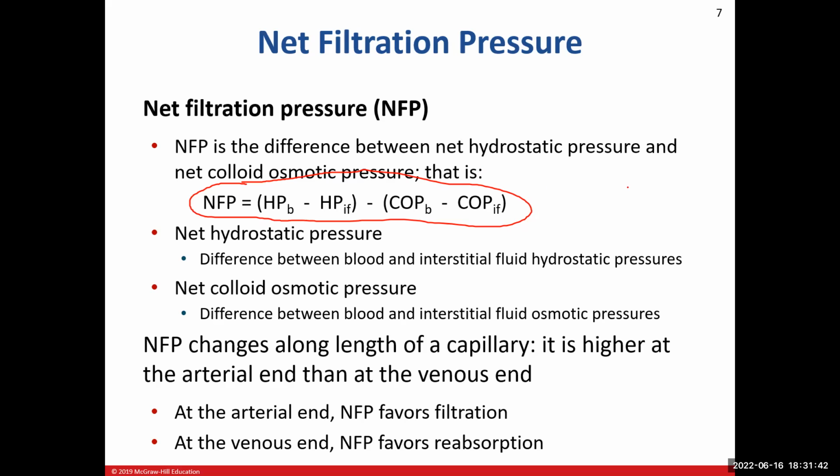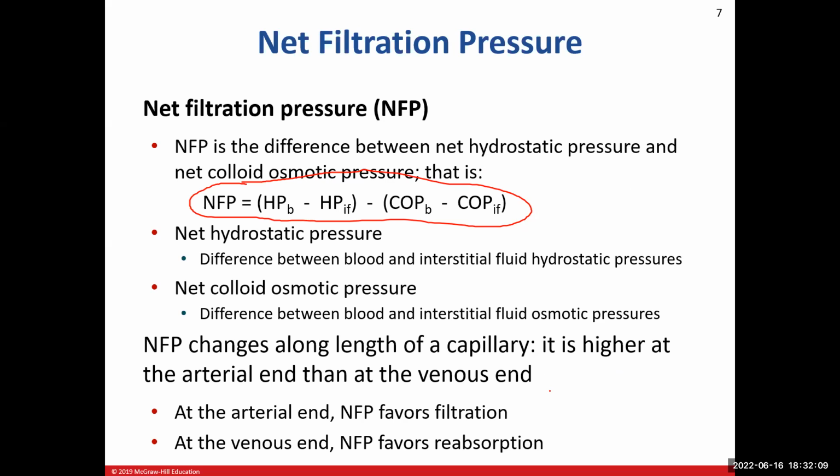So as we move from the arterial end of the capillary towards the venous end, that net filtration pressure is going to change. And normally it decreases because in the beginning at the arterial end, we want to get stuff out of the blood and get it into the tissues there, because maybe you need some oxygen there, or maybe you need some nutrients in the blood. So we want to get it out of the blood.